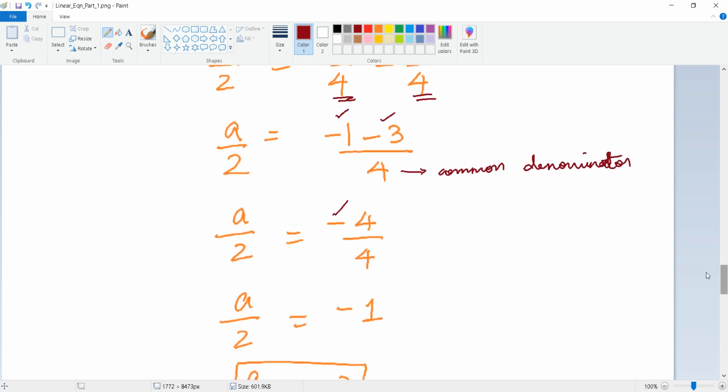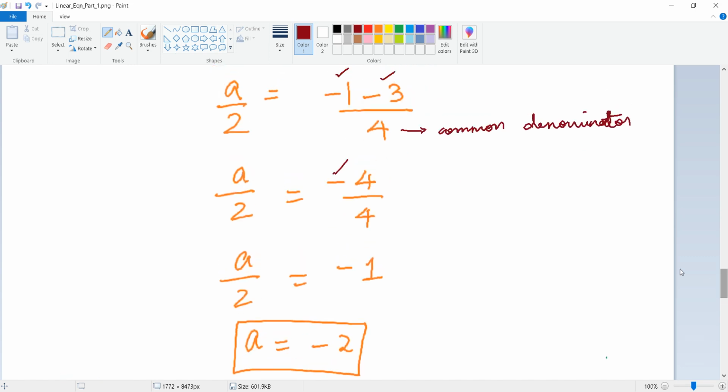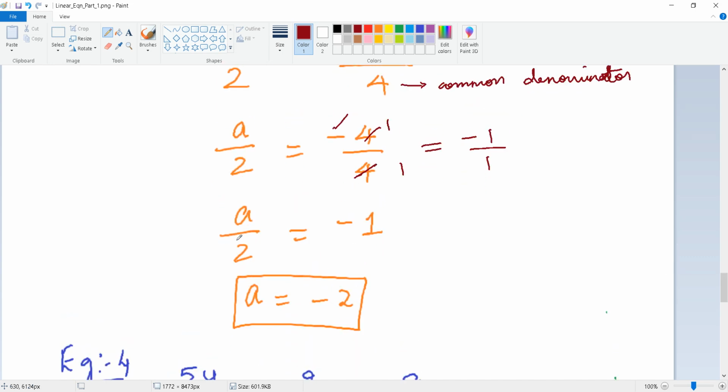On the left side, the LHS, you have a by 2 as it is. So you get a by 2 is equal to minus 4 by 4. When you have 4 by 4, you can simplify this. 4 ones are 4, 4 ones are 4. So you actually get negative 1 over 1, which is just written as negative 1 or minus 1. So a by 2 equals minus 1.